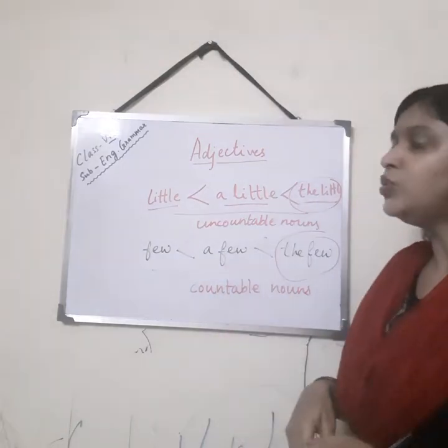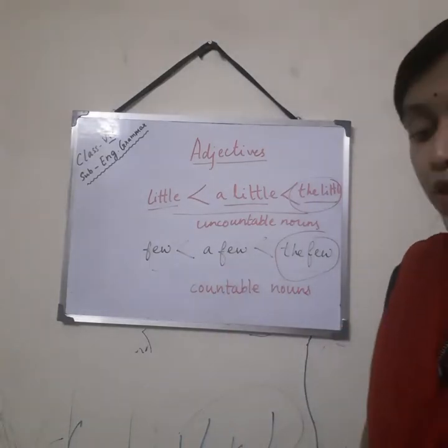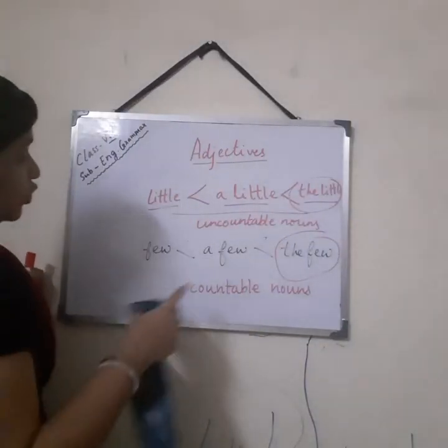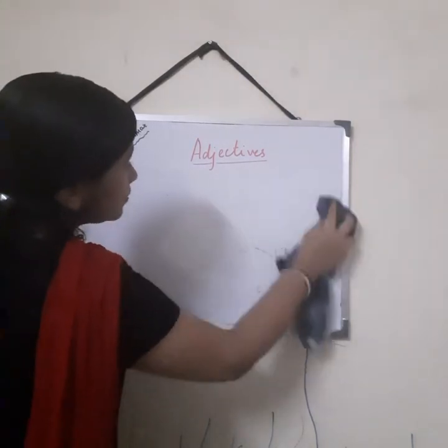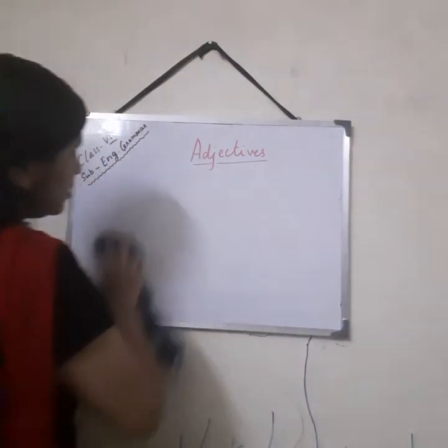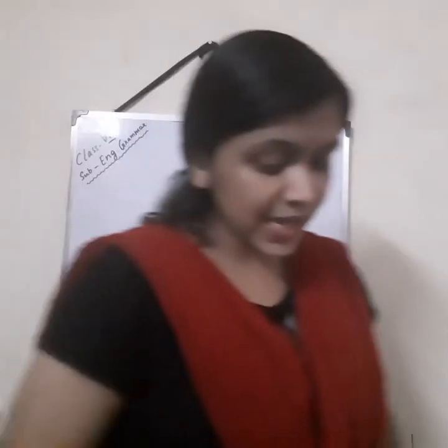Just looking at the rules is not going to make it easy for you. Let us solve the exercise. It will become very easy for you to understand when we solve the exercise, because rules always change. Usage is more important, how we are using it in a sentence. So exercise J.